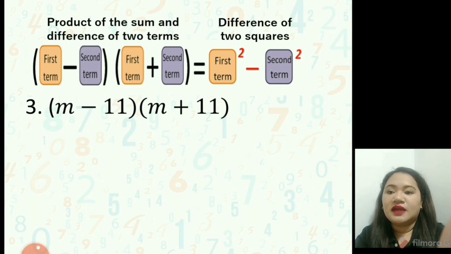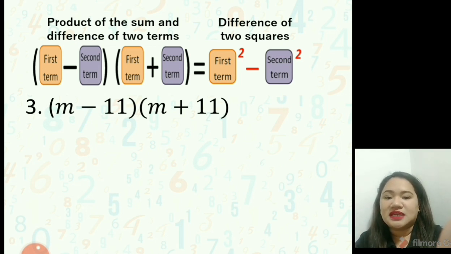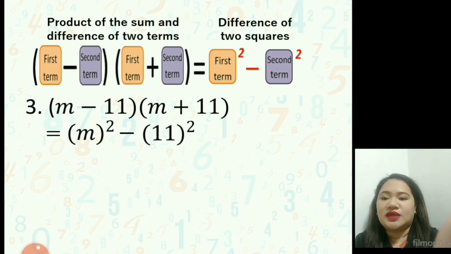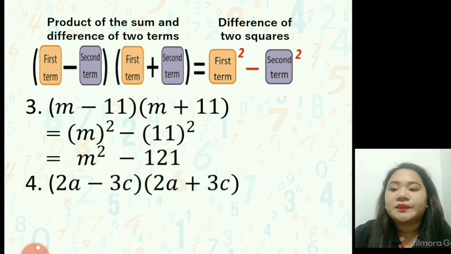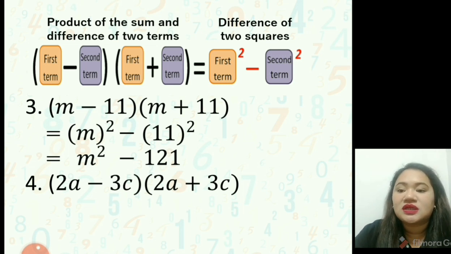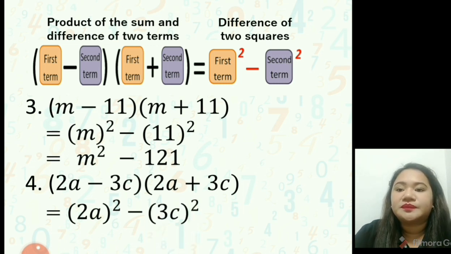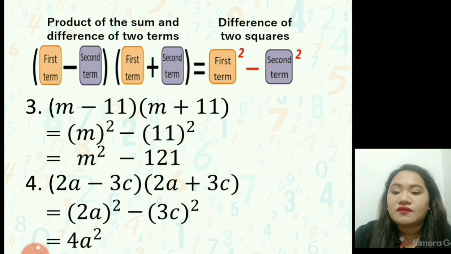Number 3, we have m minus 11 times m plus 11. Square the first term minus square the second term. We have m squared minus 11 squared, which is 121. Next, number 4. Quantity 2a minus 3c times quantity 2a plus 3c. Again, using the formula, just square the first term minus square the second term. So the answer is 4a squared minus 9c squared.